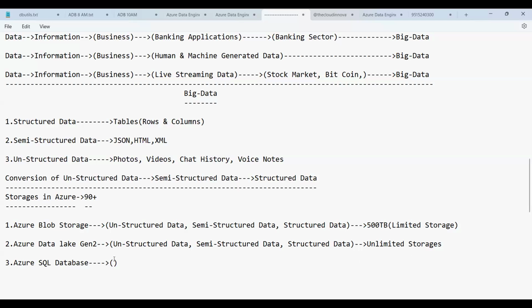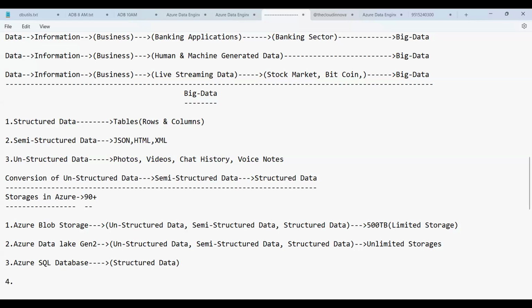So whenever you have the Azure SQL Database in the cloud, it is called Azure SQL Database. On premises, it is called SQL Server, whatever it may be. But it can store only one category of data. No other category of data is supported here. That is called structured data. That's it. And for storing, there is no limit here again.